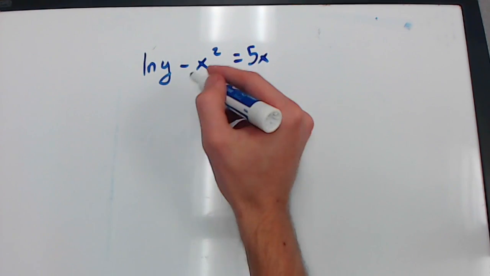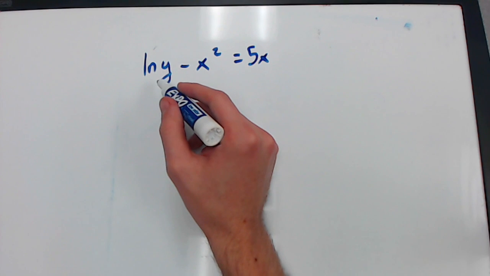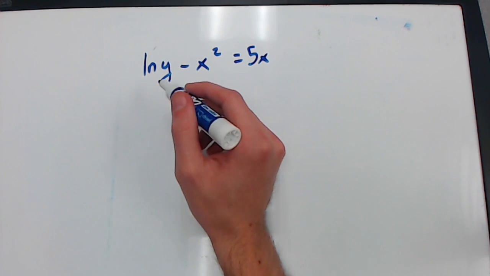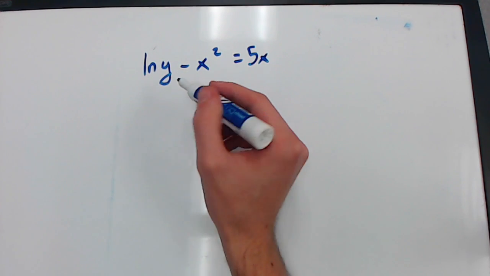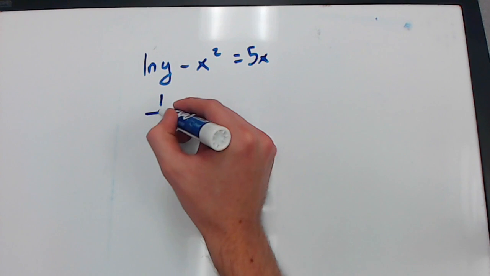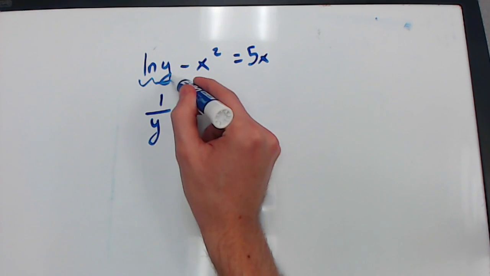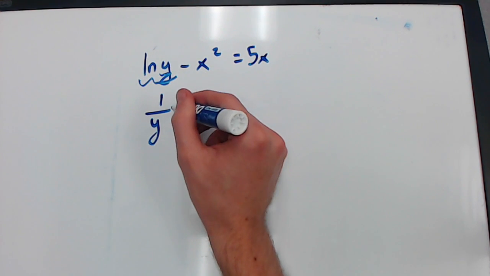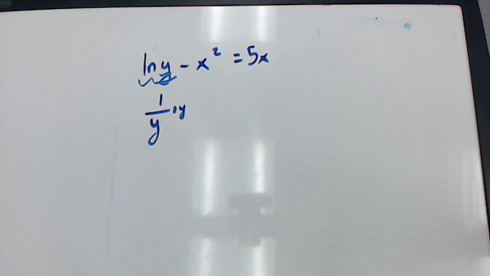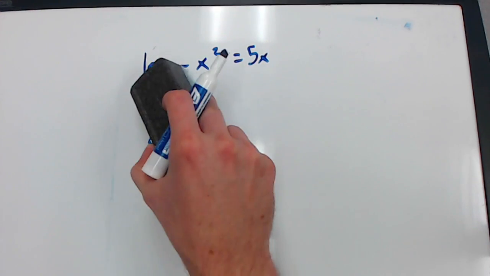All right, so this derivative, we know that ln of x typically becomes 1 over x. So ln of y would become 1 over y for the outside, and then derivative of the inside, so multiplied by y prime. I'm going to go ahead and save some time and just put it on top.